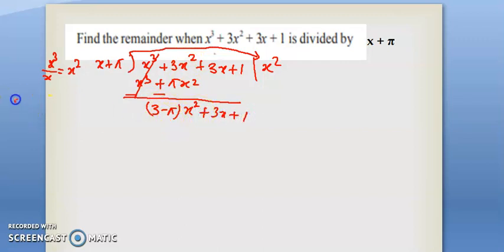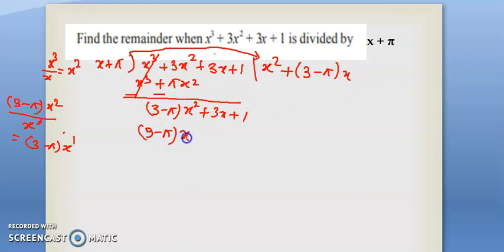Now again what we will do, 3 minus pi x square should be divided by x. What we will get, 3 minus pi x square, if I divide then subtract it, then I will write here x raised to power 1. So this will be our quotient, 3 minus pi into x. So first term will be like 3 minus pi and x square. Again we have to multiply this divisor into the quotient part. So what will be the answer? Pi 3 minus pi x.